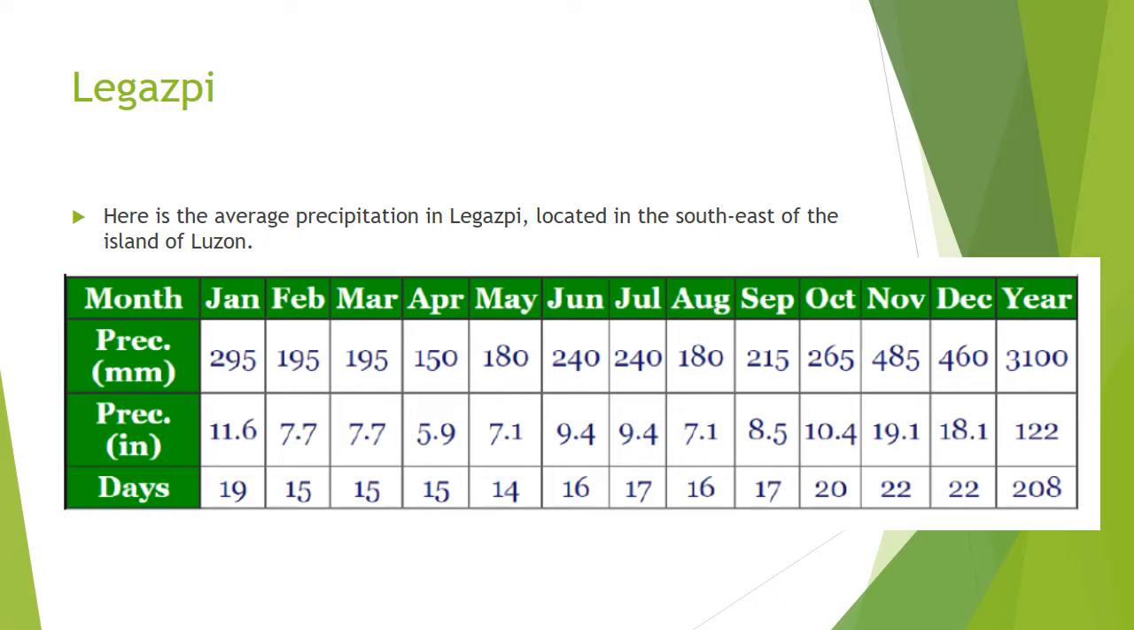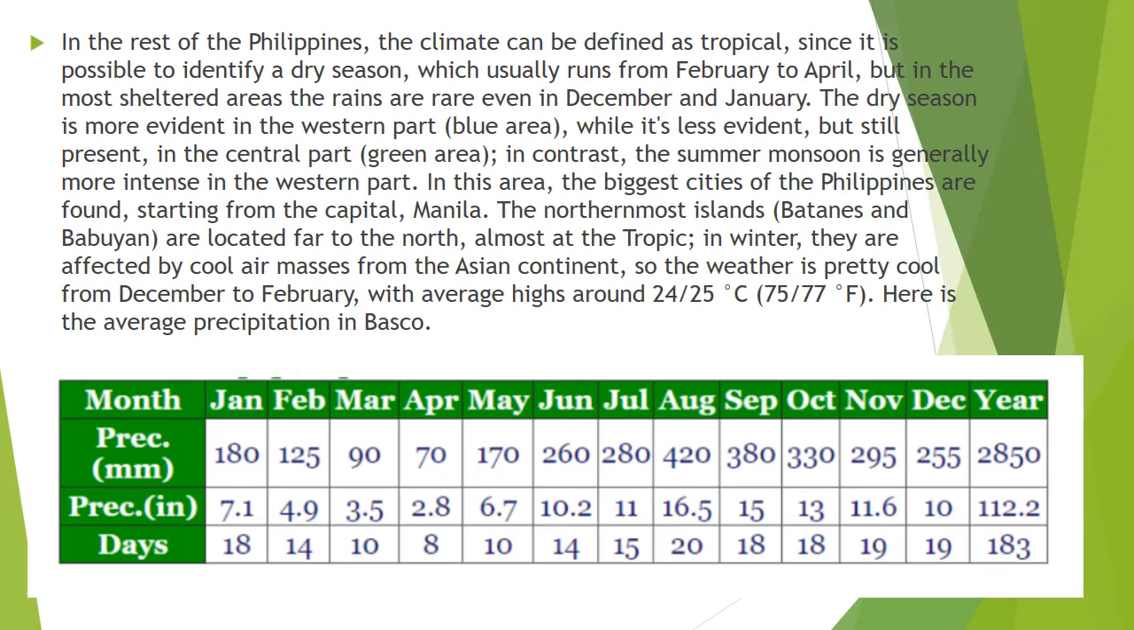While in precipitation in inches, in a total year, it is 122. So in a days of precipitation in a month, we have this 19, 15, 15, 15, 14, and so on and so forth. So a total days in a year, we have to.